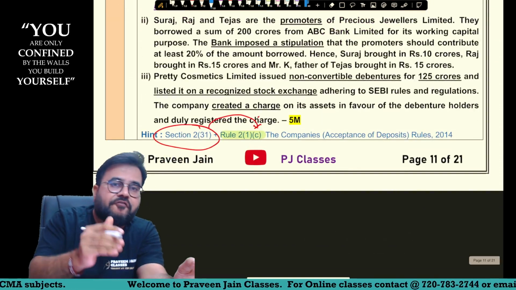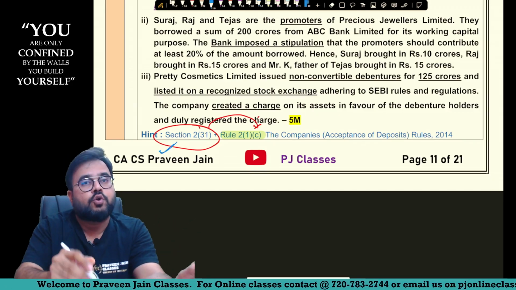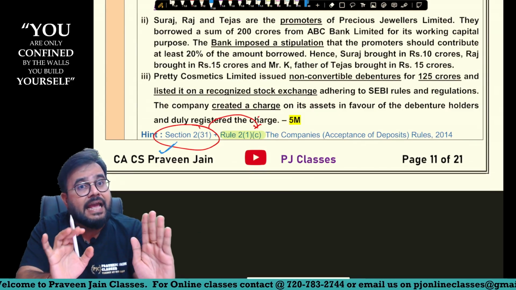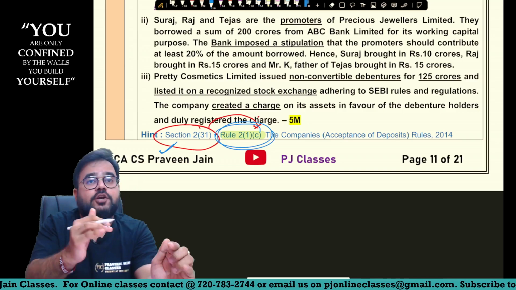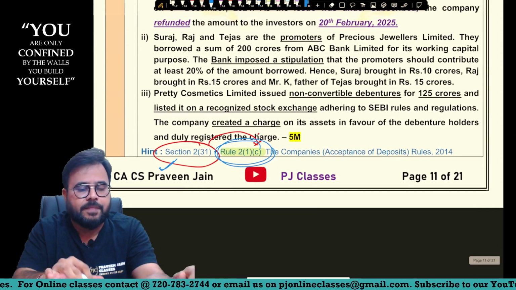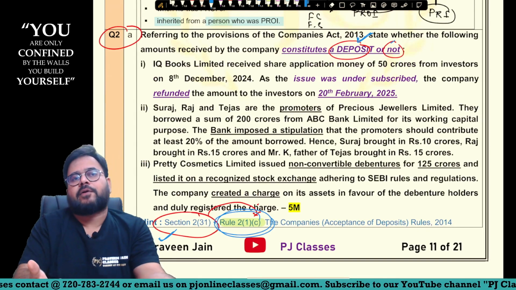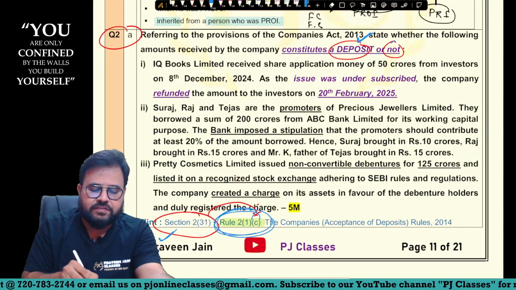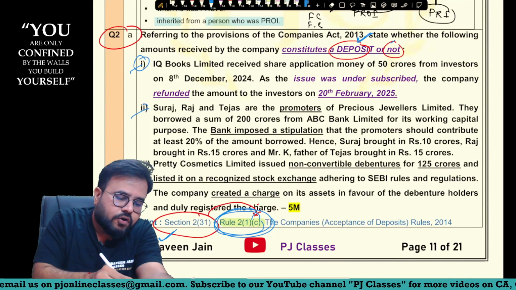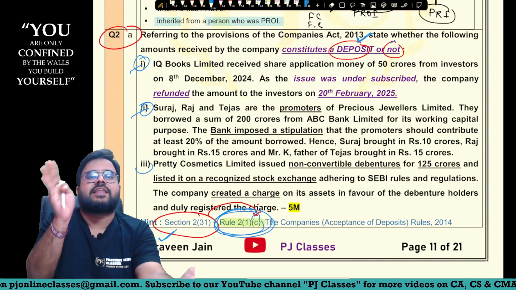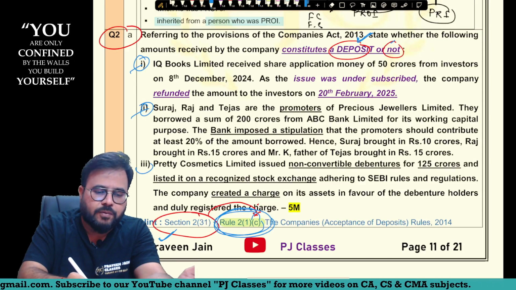Now, whatever money the company receives is actually a deposit if you read Section 2 clause 31. But in that receipt, if that amount falls within the list of items given in 2(1)(c), then it is not a deposit, sir. So now we have to find out whether it is a deposit or not, sir. If you don't see 2(1)(c), all 3 items are a deposit. So now we have to check whether items 1, 2, 3 come within the categories of the list of items defined in Rule 2, sub-rule 1, clause C.